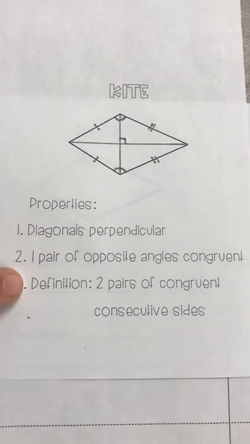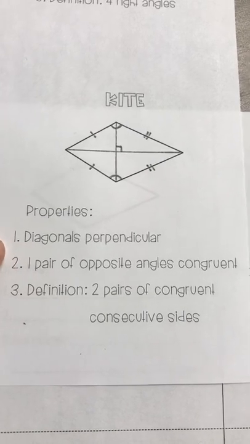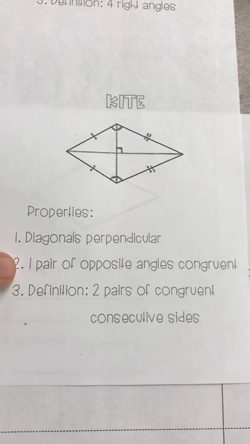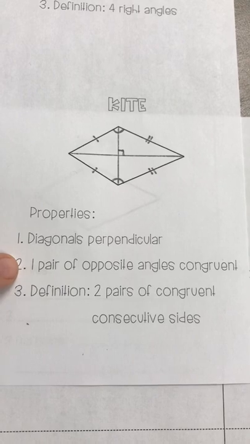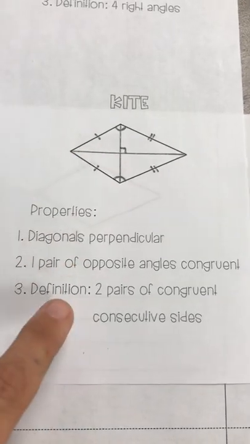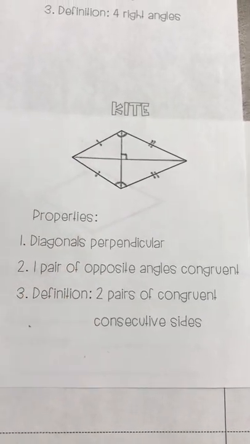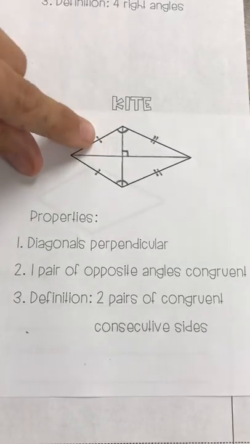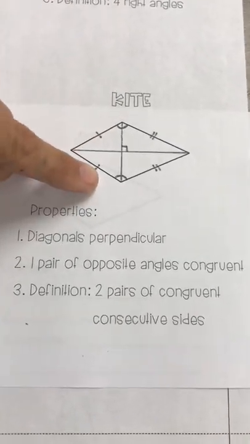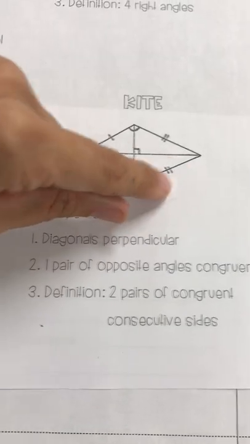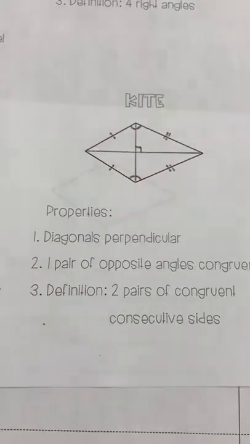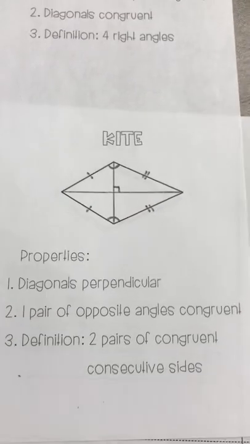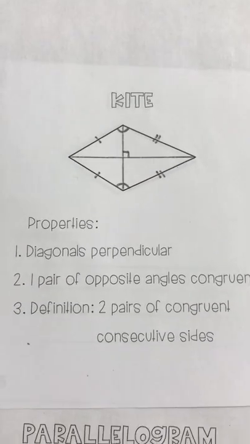So let's see what that would look like. Diagonals are perpendicular. Yep, one pair of opposite angles are congruent, the top and the bottom. The definition is two pairs of congruent consecutive sides, meaning this side is next to this side and they're equal length. This side and this side are next to each other and they're equal length. That's what we need for a kite.